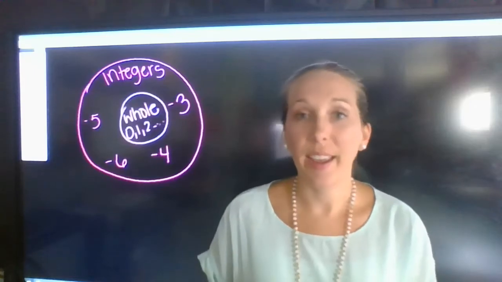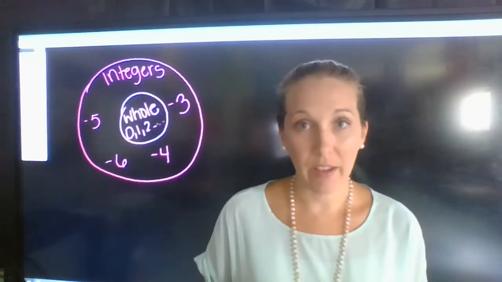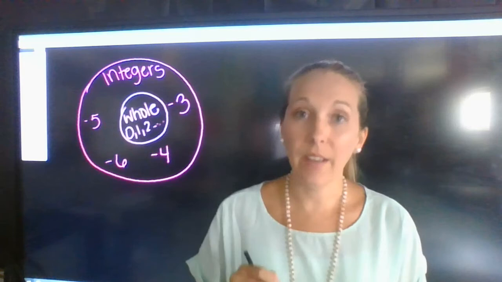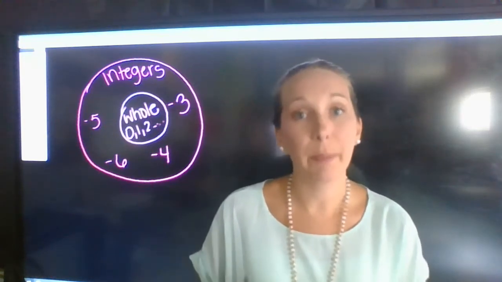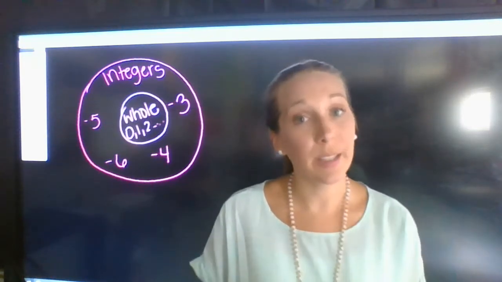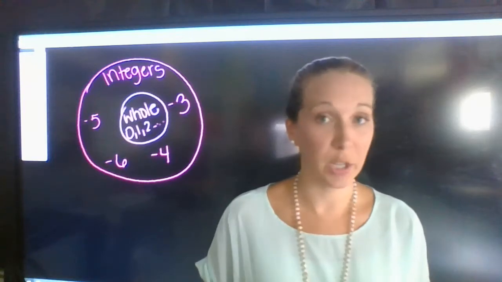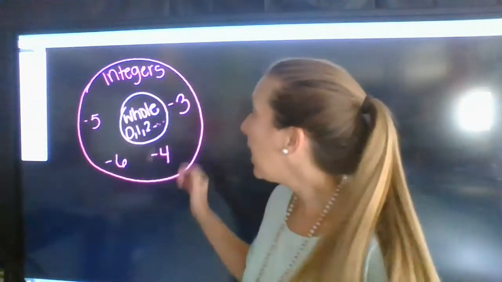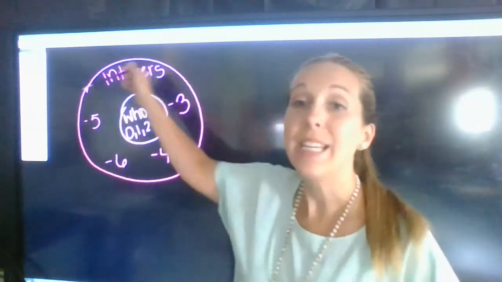Today we're going to look at NS5. NS5 is looking at positive and negative numbers on a number line and comparing them. So before we get to that, we need to understand what an integer is. An integer is a whole number and its opposite.